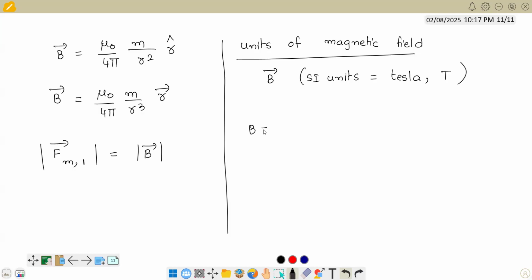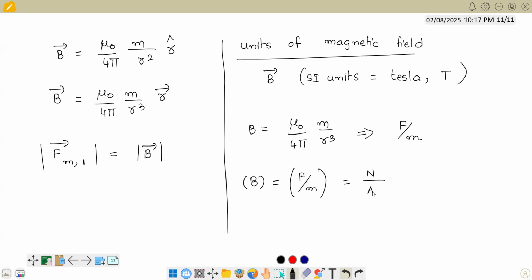Now we know B equals mu naught by 4 pi, M by R cube. We are trying to find the units. You can see these units are similar to F by M also. That means the units of B are similar to the units of F by M, because you take the equation of force and just divide by one of the magnetic poles, remove one of the poles from that equation, and you get the expression for B. So what are the units of this? Newton per ampere meter.